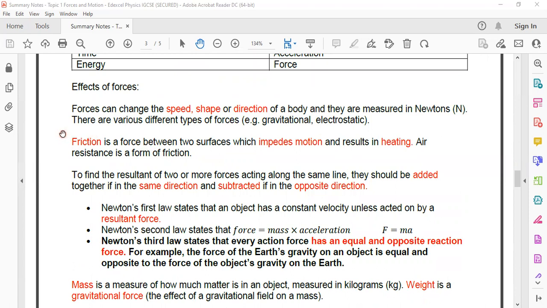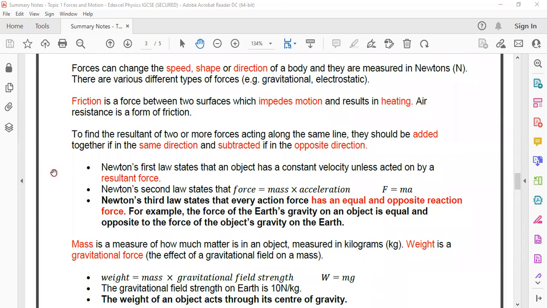Now, there are various types of forces, for example, gravitational force and electrostatic force, and we also know that a type of force is friction. Friction is a force between two surfaces when they are in contact, which impedes motion. Impedes means it opposes, acts against the motion, and also results in heating. Air resistance is also a form of friction. The only difference is that its medium is air. To find the resultant of two or more forces acting along the same line, they should be added together if in the same direction, and subtracted if they are in the opposite direction.